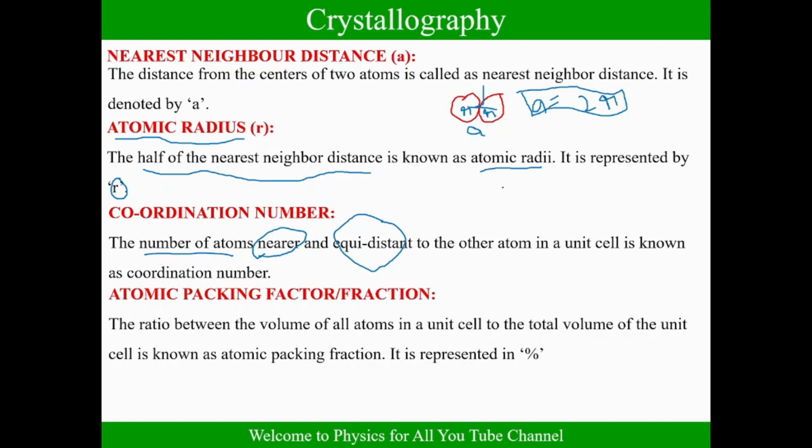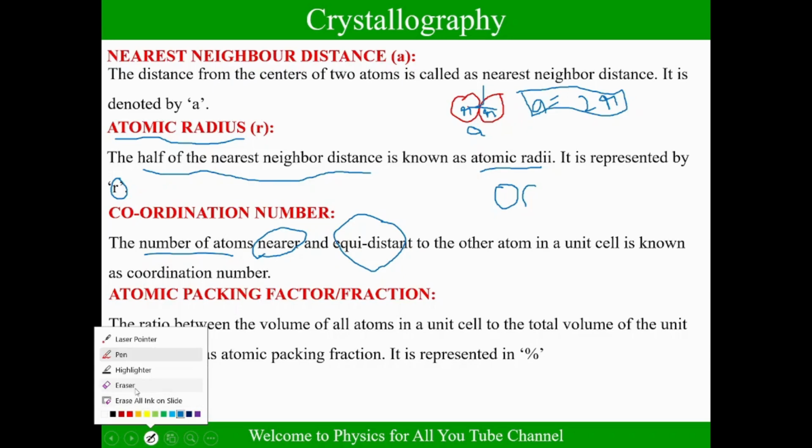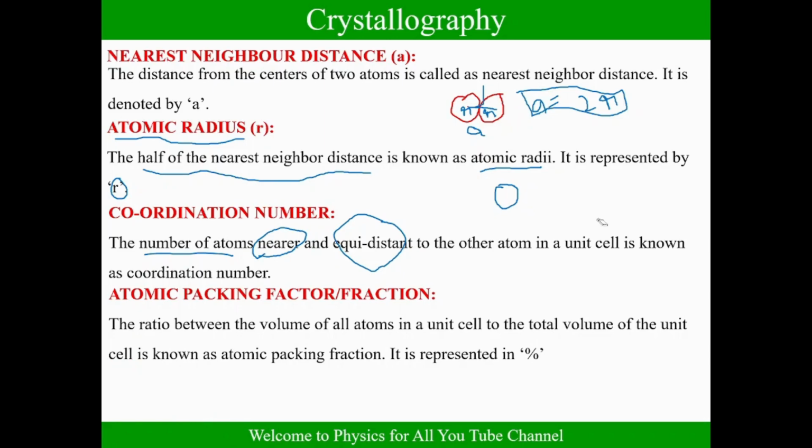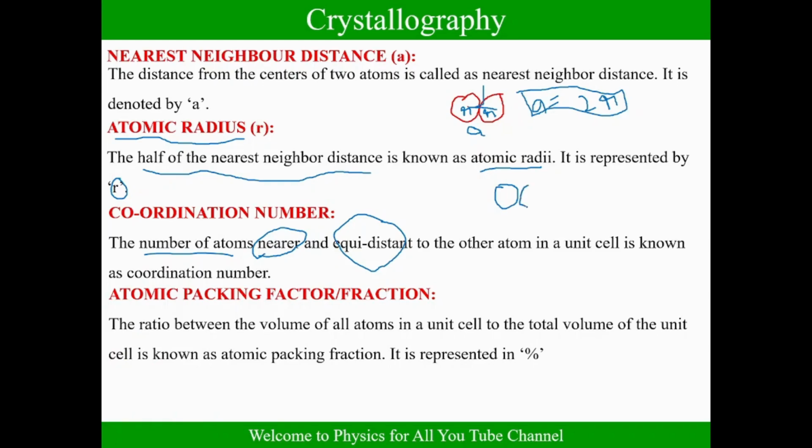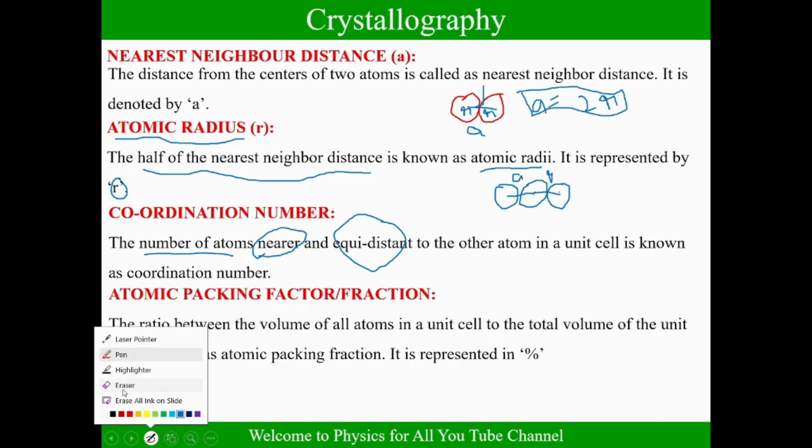In order to understand the coordination number, let us consider three atoms: the first atom, the second atom, and the third atom. In this diagram, three atoms are in contact with each other. Here are the centers of the first, second, and third atoms. This is the nearest neighbor distance, small a. Similarly, these two atoms are also nearest neighbors. Go through the diagram carefully and you can understand the meaning of coordination number.